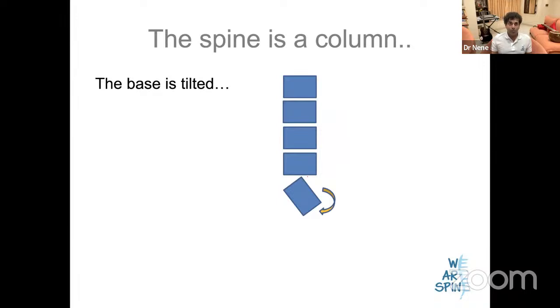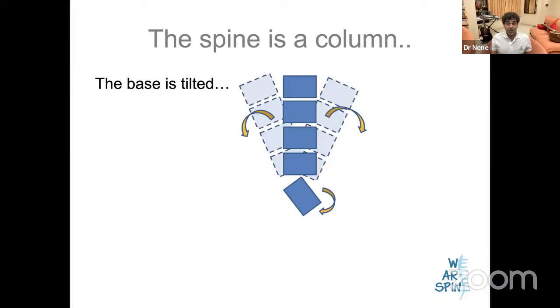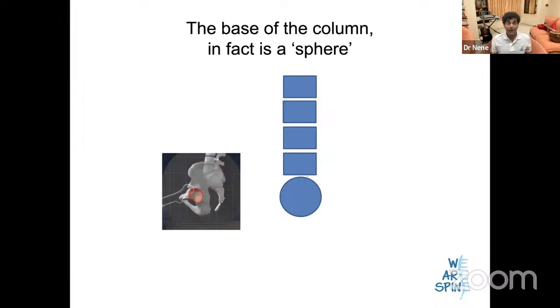Now, this column, which is the main pillar of your body, has a tilted base. The pelvis, which supports this column, is actually tilted. So that's where the problem begins, and this tilted base has to then balance the column. In fact, this base is almost like a sphere. So imagine that there's a building erected on top of a sphere, which is mobile. That starts to make you think about how this column needs to balance. So it's not just a stack of bones kept one on top of the other.